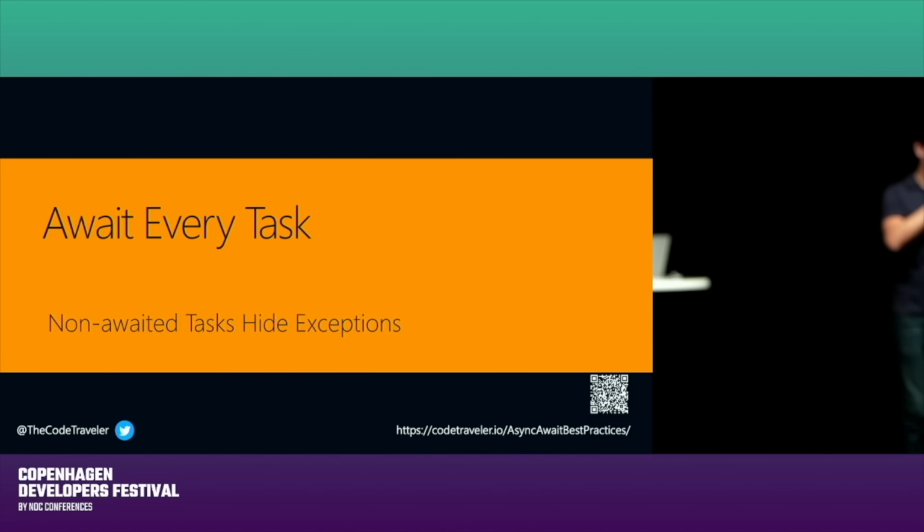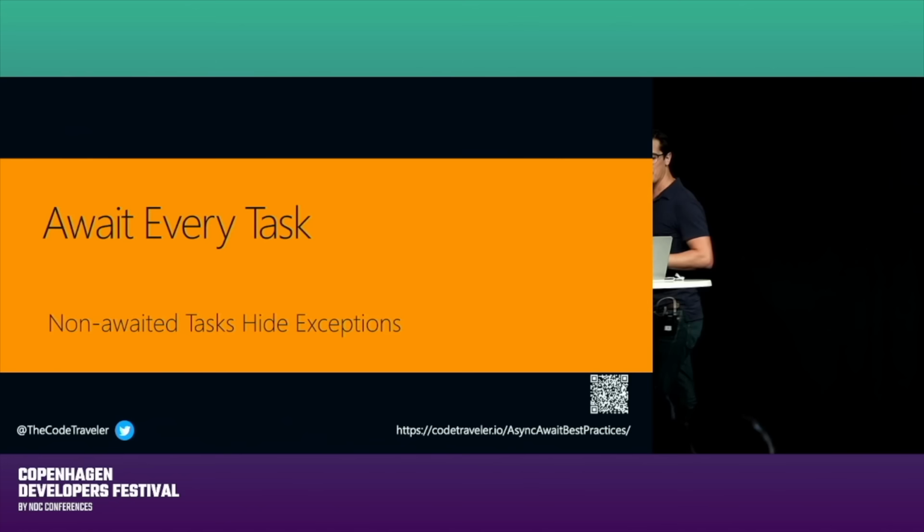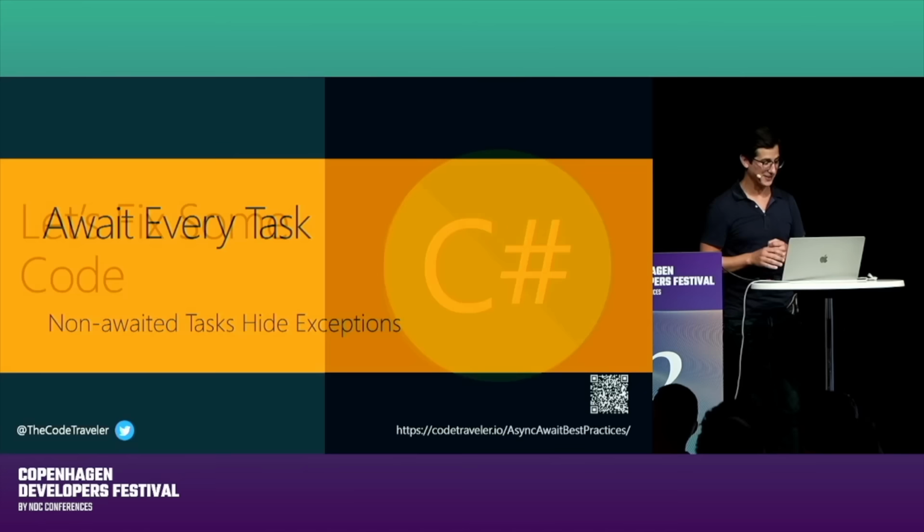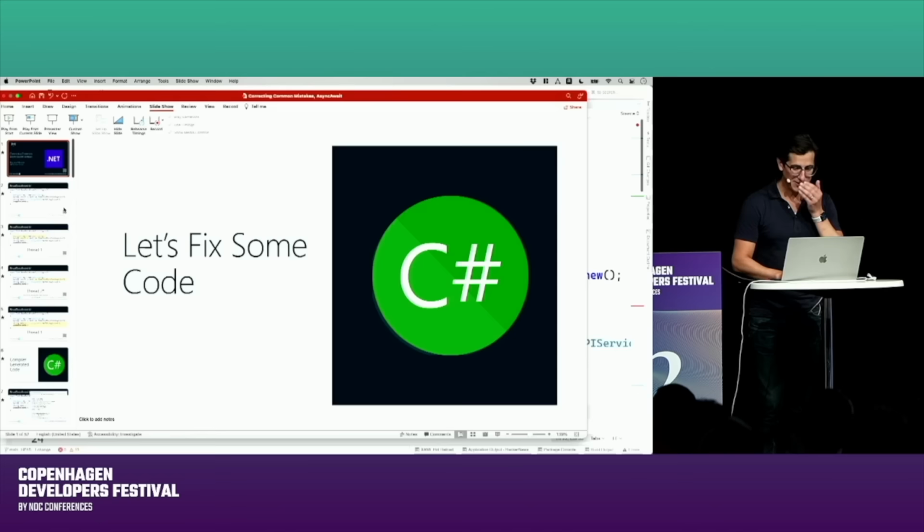And you definitely don't want to do that because then there's no way to get that exception back if one bubbles up. So make sure we await every task. Otherwise, these non-awaited tasks are going to hide exceptions. All right, so let's jump into some code here.